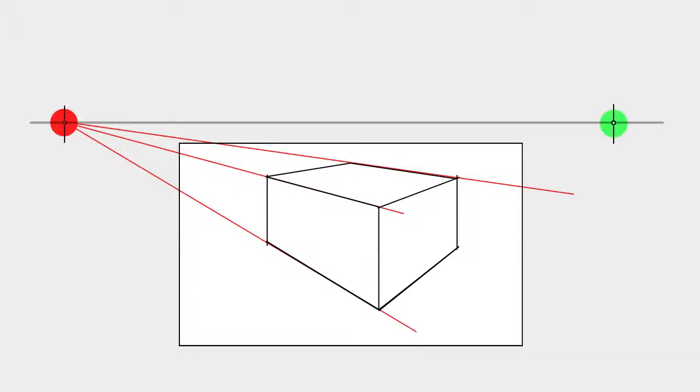So in the next lesson, we're going to take this same idea, draw a 6-sided cube, but we're going to do it without the vanishing points.